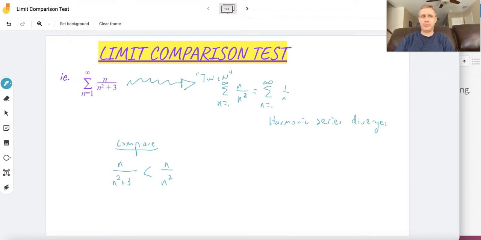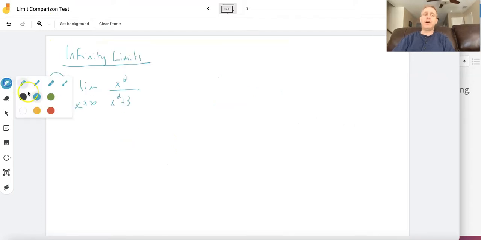All right, but before we actually look at the limit comparison test, I'd like to look at some infinity limits. I think these will hopefully help you understand how the limit comparison test itself works, and also at the same time help strengthen your understanding of limits to infinity. So the first limit I'd like to evaluate is this expression here of x squared over x squared plus 3. Again, this is x approaching infinity.